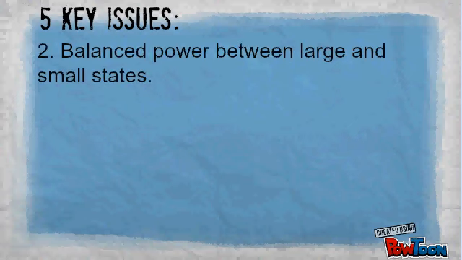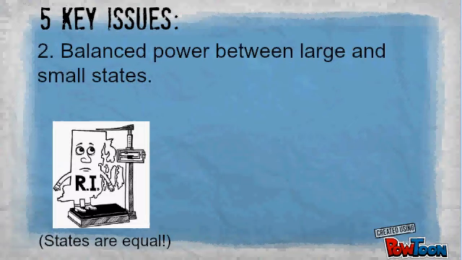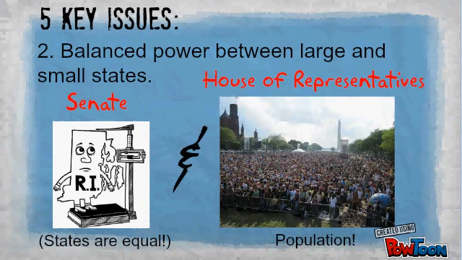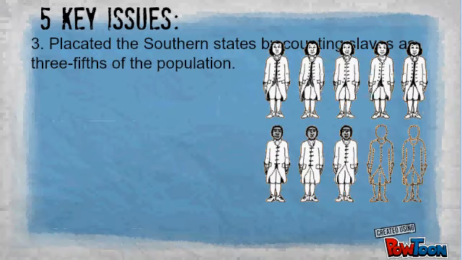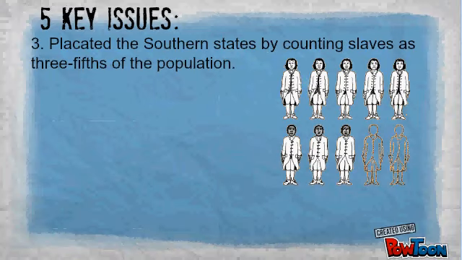The second key issue is it balanced power between large and small states. So Rhode Island, which is small, wanted a Senate where all states are equal, and big states with population got the House of Representatives. Third issue, placated the southern states by counting slaves as 3/5 of the population.